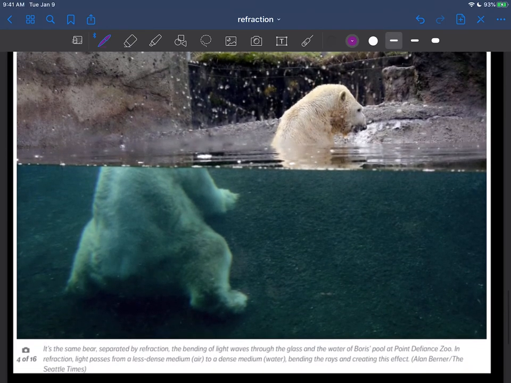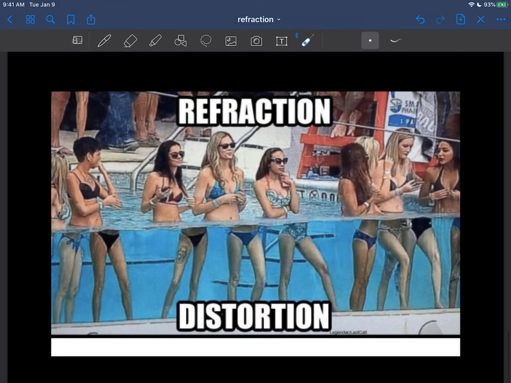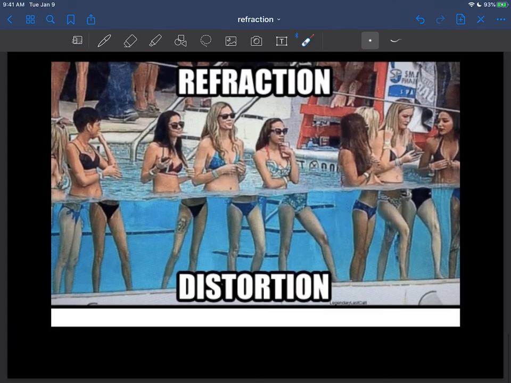Polar bear in the zoo, same kind of thing. Then of course you have the party refraction distortion. Saw this somewhere too. Everyone's upper body is displaced relative to their lower body. Of course not really, just the law of refraction.